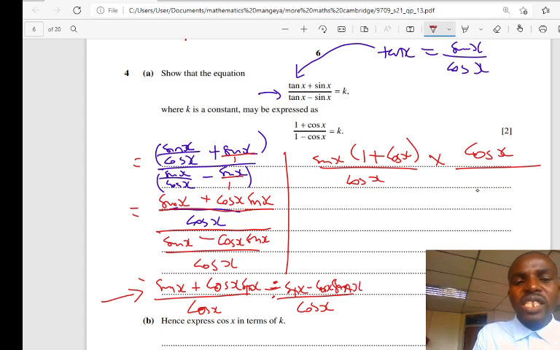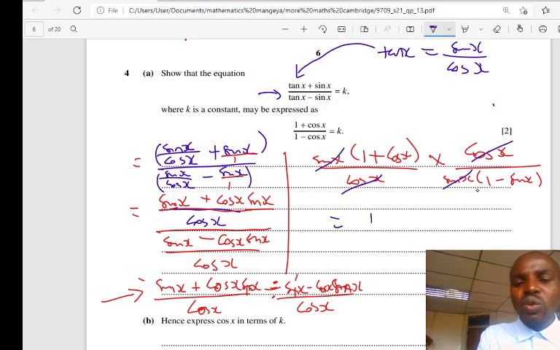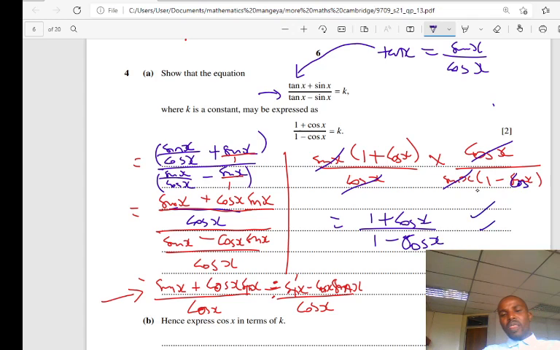You have to factorize it. So you factor out sine x here. Then you'll be left inside the bracket with 1 minus cos x. Then you have to cancel out the cos x here, then sine x and sine x here. We'll be left with 1 plus cos x over 1 minus cos x. Then you can say done.